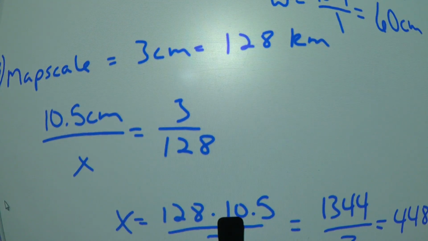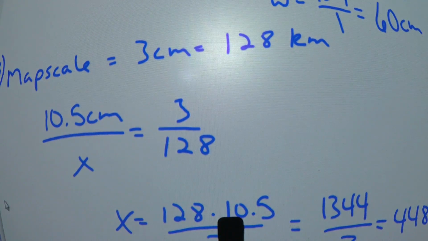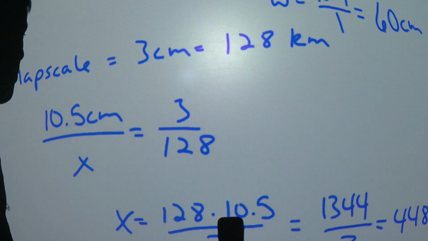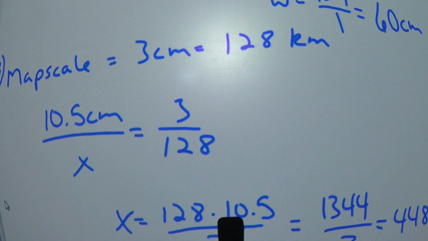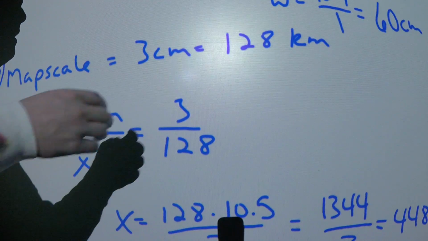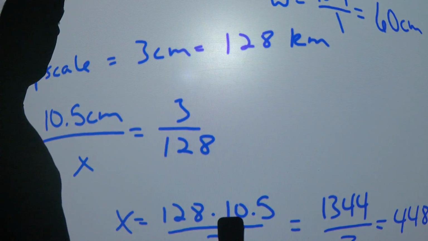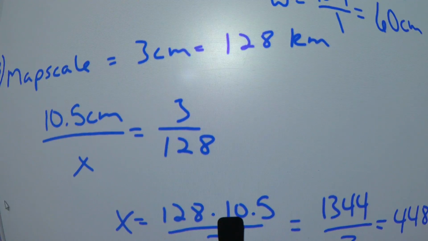Looking at the final problem and talking about that map that I was talking about, on the map it'll tell you that like for every 3 centimeters it's 128 kilometers, and they might say for every 1 inch it's 100 miles, or for every 1 inch it's 100 kilometers. All right. So here they're telling me that for every 3 centimeters on the map, it's 128 kilometers. All right, so that's my scale, 3 over 128, small over big.